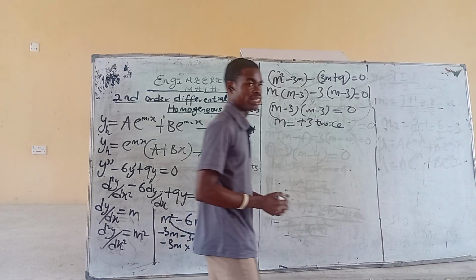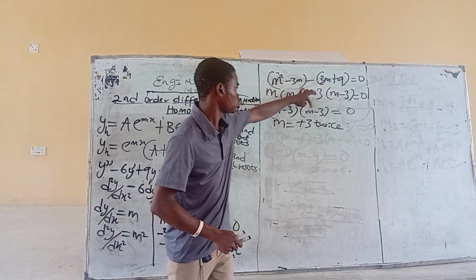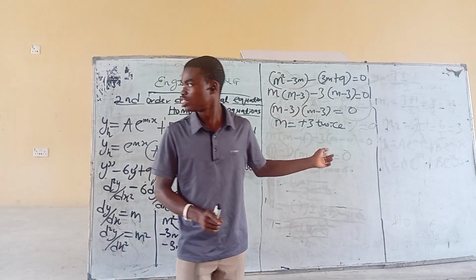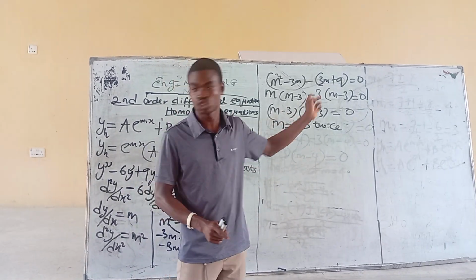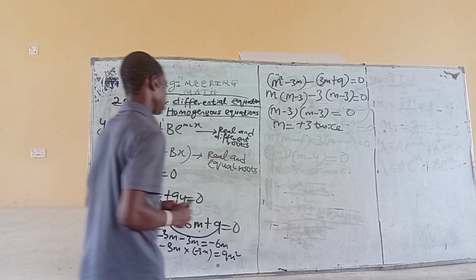So you see, they are the same, they are equal roots. Look at this, m minus 3, m minus 3. When you take this to the other side, it's 3. And the same applies here. When you take this to the other side, it will still give you 3. So they are positive 3 twice.